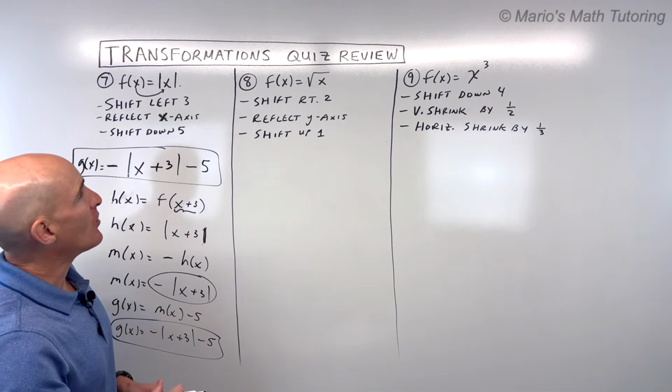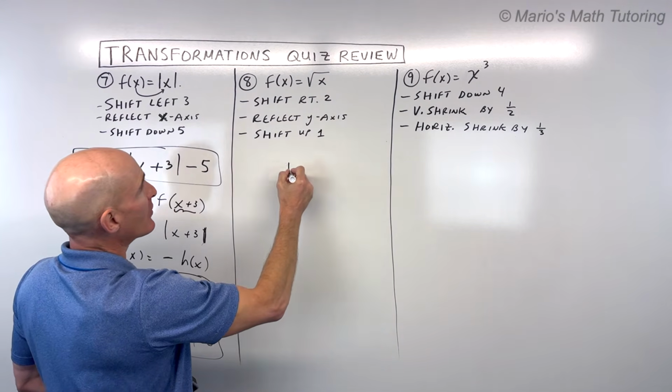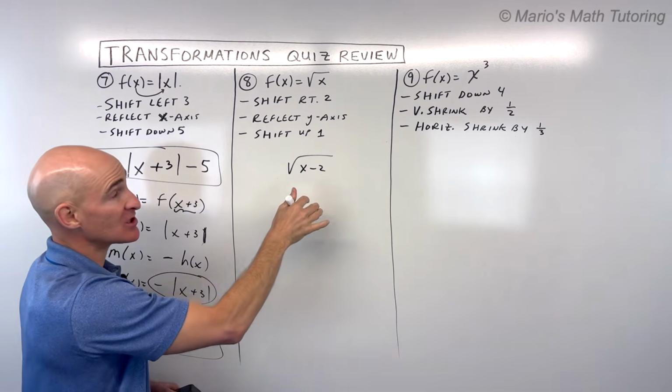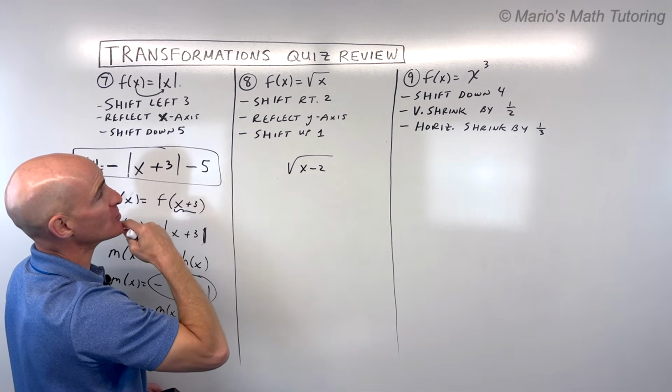Let's look at number 8. So we're taking our square root function, we're shifting right 2. That one, I know right off the bat. That's just going to be x minus 2. Group with the x, it's affecting the x direction. It's the opposite. Minus 2 actually goes positive 2 to the right. If it was plus 2, it would go left 2.